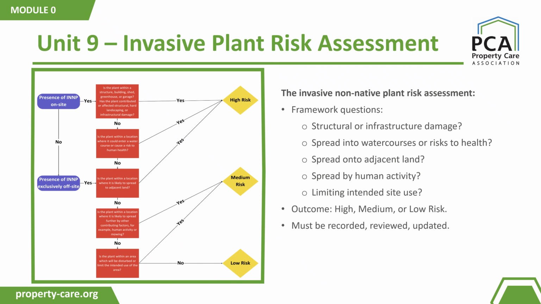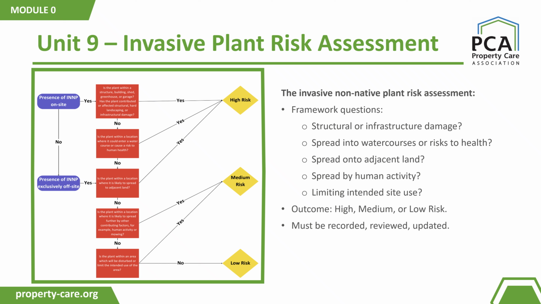The Invasive Non-Native Plant Code of Practice by the PCA provides a framework which gives a consistent way of assessing invasive plant risks. It asks staged questions. Is there structural or infrastructure damage? Could it enter a watercourse or pose a health risk? Could it spread onto adjacent land? If yes, it is categorized as a high risk. If not, the next questions are about spread.